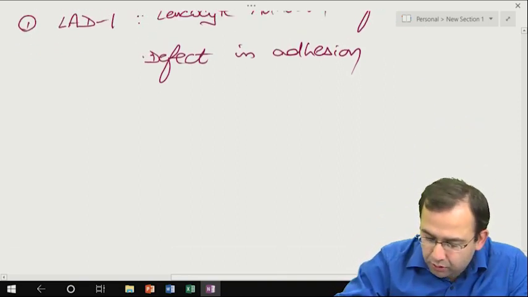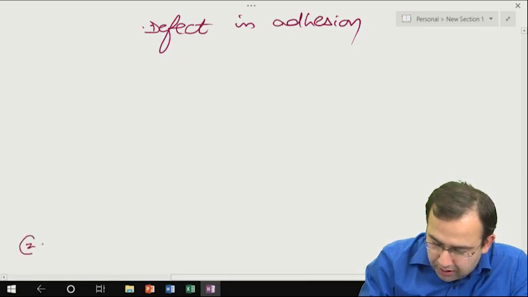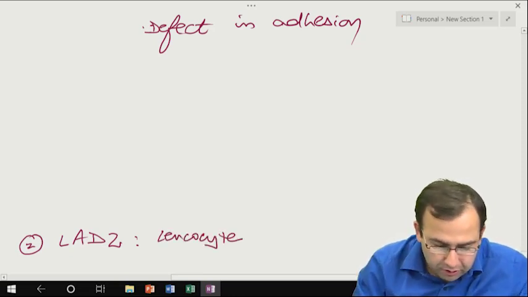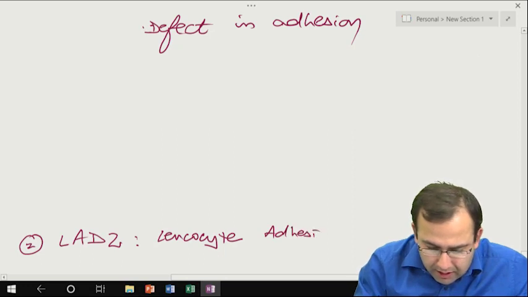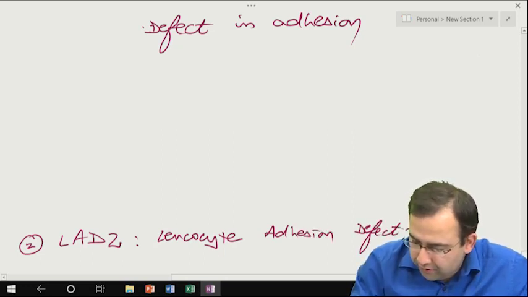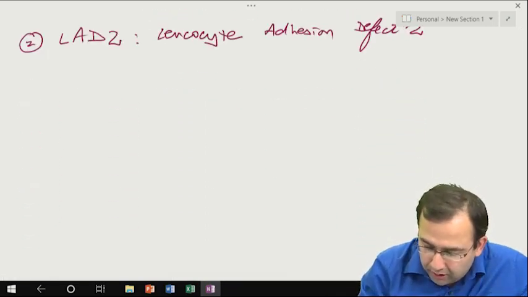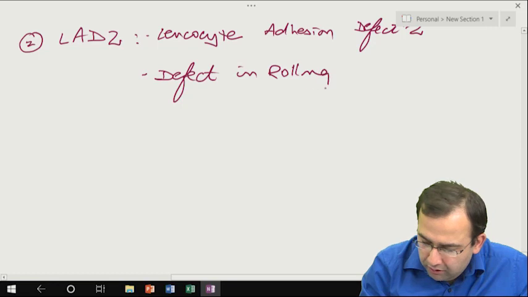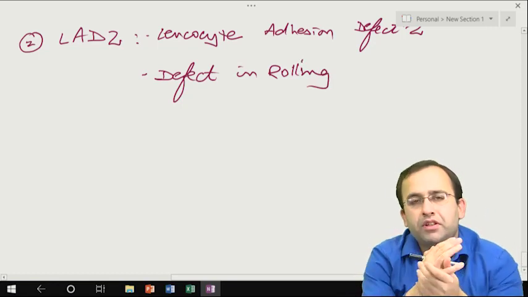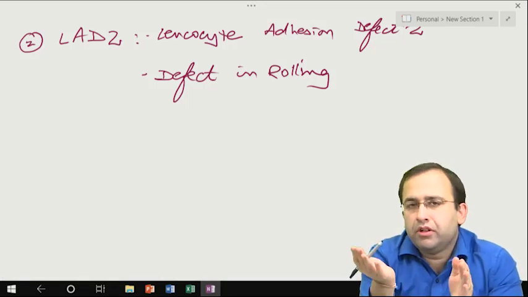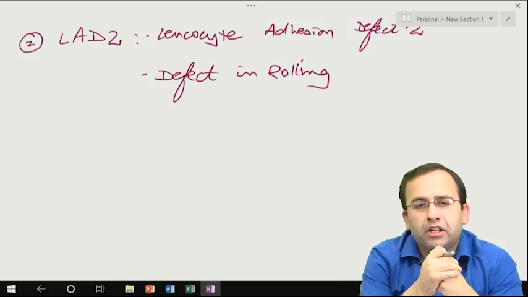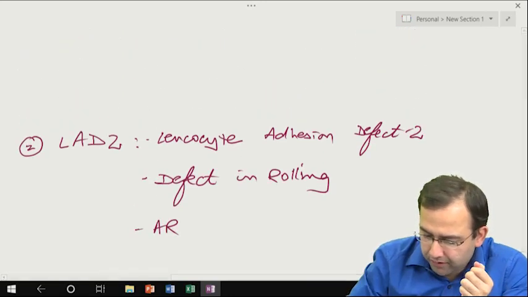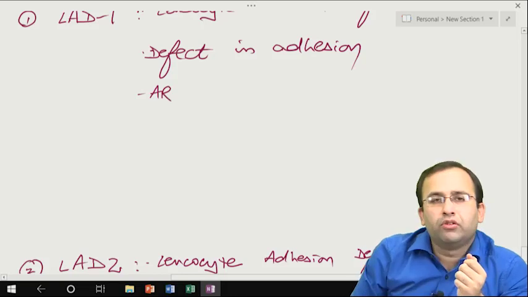Next is LAD2, the next disease of innate immunity, which is leukocyte adhesion defect 2, a defect in rolling. So LAD1 was a defect in adhesion versus LAD2, which is a defect in rolling. It is opposite. Rolling occurs before adhesion, but LAD1 is a defect in adhesion and LAD2 is a defect in rolling. First point, both LAD1 and LAD2 are autosomal recessive.